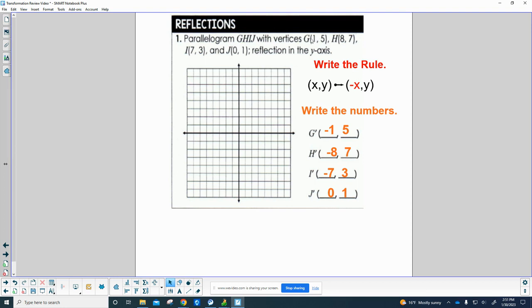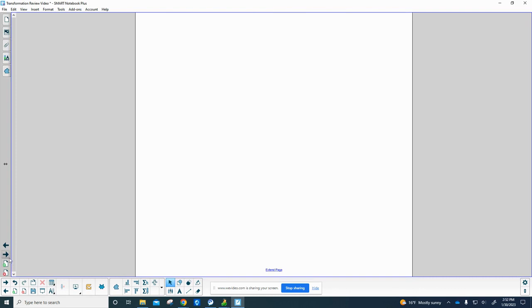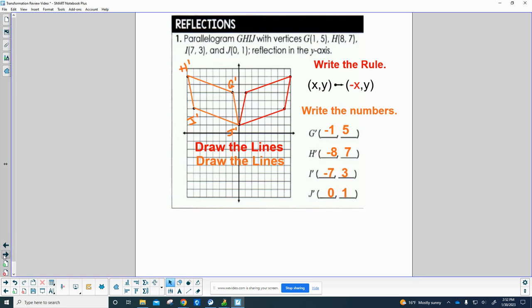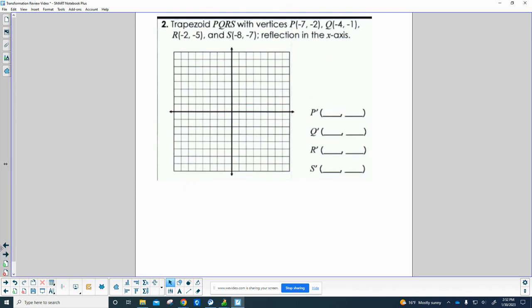So x in our first number was 1. Our new x is going to be negative 1, as you can see. So once we have our new coordinates, we plot the original, and then we plot the new one, and then we draw the lines so that we can see the two shapes. And sure enough, you can see how this has been reflected across the y-axis. So those are your numbers. If you need to pause the video to get those numbers or to watch what happened, you can certainly do that.